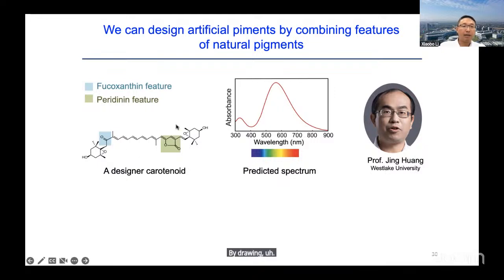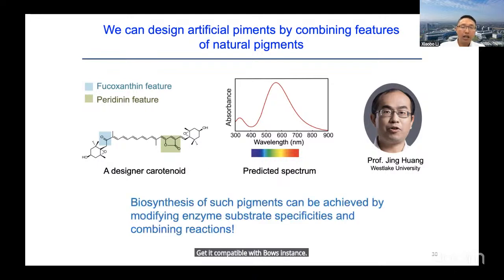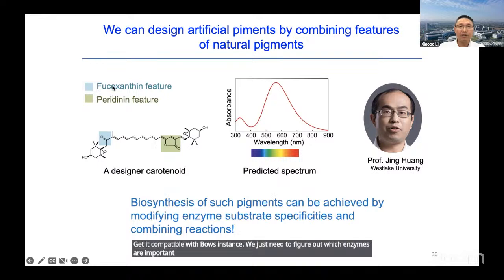By making such a structure, my colleague, Professor Jing Huang, a quantum chemist, predicts that this chemical could absorb in the yellow-green region. And because these groups are from the natural carotenoids, we may be able to get it compatible with biosynthesis. We just need to figure out which enzymes are important for making the groups in those two pigments, and hopefully we can modify their substrate specificities and stack the reactions on the same precursor to lead to such a molecule.